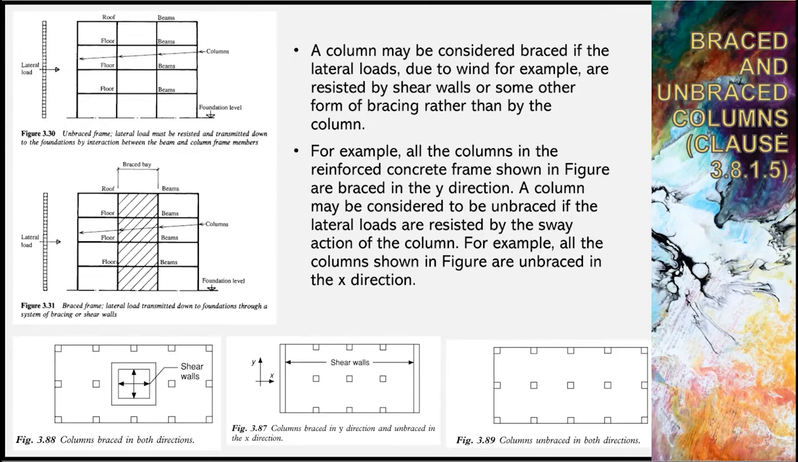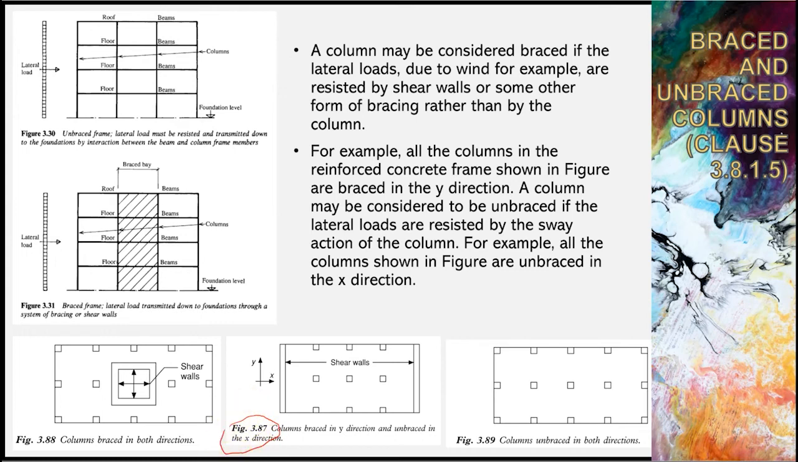Alright. I want to explain about what we said earlier, braced and unbraced columns. Okay. A column may be considered braced if the lateral load due to wind, for example, is resisted by a shear wall or some other form of bracing rather than the column. Okay, if you look here. Here, there is no shear wall. So this one we might consider as unbraced. Unbraced column.